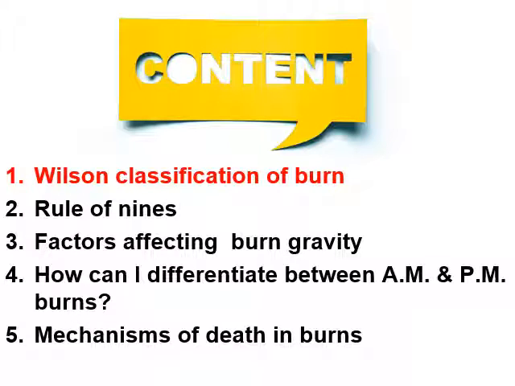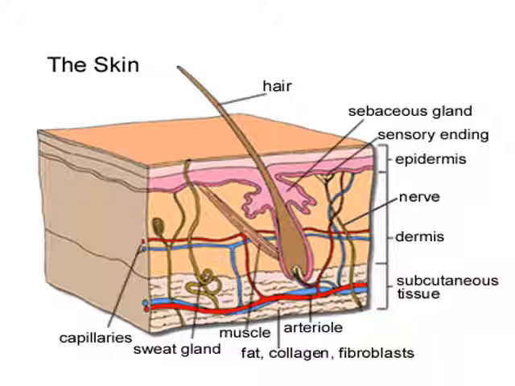Let's start with the first one, which is Wilson classification of burn. It will classify burn into 3 degrees according to the depth of destruction. Like we can see here, this section of the skin, we will see now the depth of destruction of the skin. This will classify burns into 3 degrees. So you can see here that the skin is classified into the first superficial layer, which is epidermis, and then we have the dermis, and lastly we can see the subcutaneous tissue.